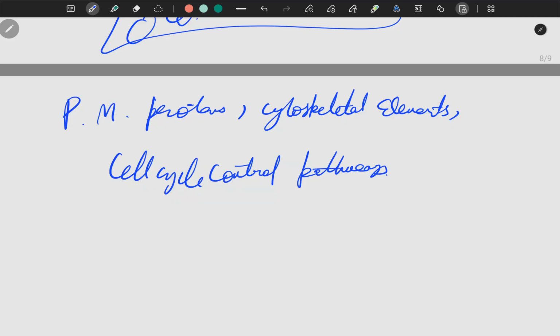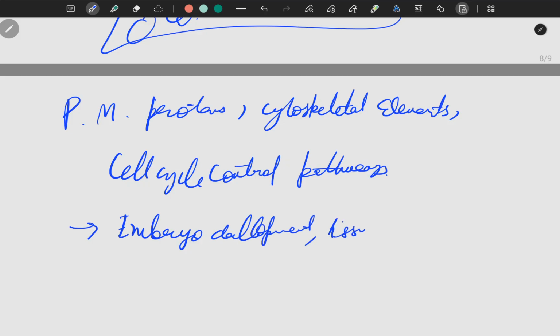Okay, why do they matter in the body? Yes, they matter. They function in embryo development, tissue growth, healing of wounds that I told you earlier, and maintenance of the organs.